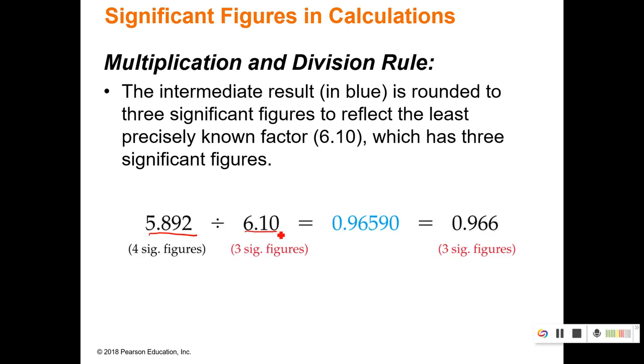4 sig figs, 3 sig figs. That means we're keeping 3 total. So remember, leading zeros don't count. This 9 is going to round that 5 up. So it's 0.966.